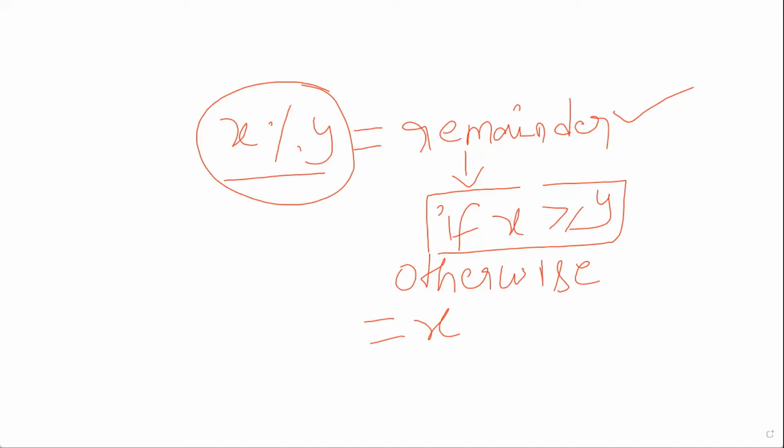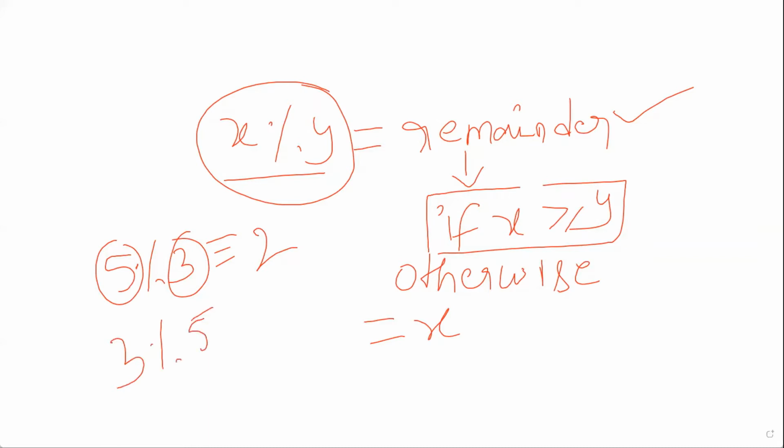We will go with a small example. If I say 5 modulus 3, the result will be 2. Why? Because x is greater than y. If I say 3 modulus 5, the result is 3. Why? Because x is less than y. So if x is greater than or equal to y, then we get the remainder as a result. If x is less than y, then the result will be x.